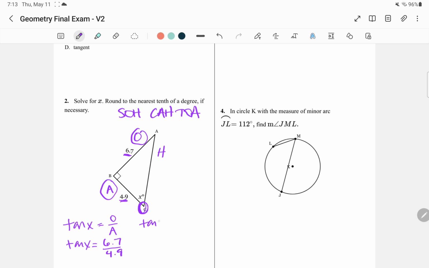So I'm going to write tangent, inverse tangent, sorry. And I'm going to switch places. So the 6.7 over 4.9 goes in the place of the x, and the x goes on the other side there. Then I'm going to use my calculator. Let's bring up my calculator here. I'm going to use inverse tangent, 6.7 divided by 4.9, hit equals, and I get that x is equal to, to the nearest tenth of a degree, 53.8.